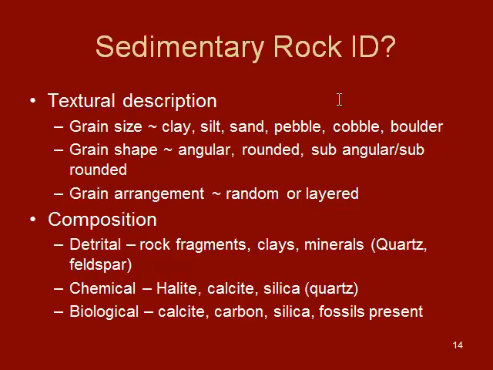So what are you going to do in lab? How are you going to identify the different sedimentary rocks? Well, just like with igneous rocks, you're going to look at the texture and the composition. When we look at the texture, you're going to look at the grain size, the grain shape, and the grain arrangement. And then in composition, we're going to look at detrital, chemical, and biological. It's very similar to what you looked at with the different sediments.